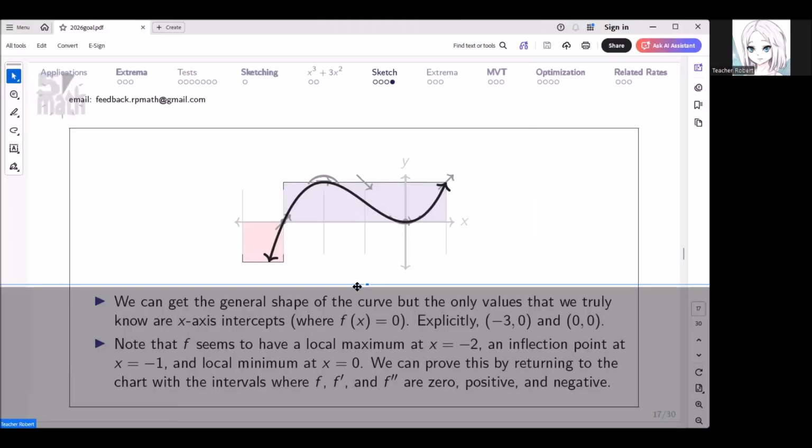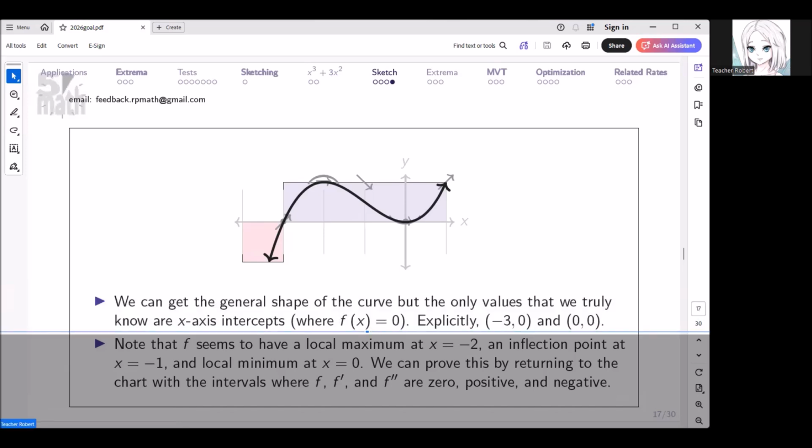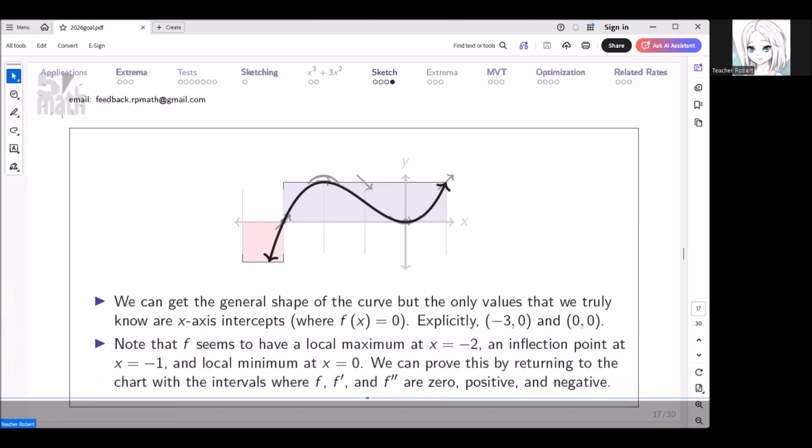Here's a picture. We can get the general shape of the curve, but the only values that we truly know are x-axis intercepts, where f of x equals 0, explicitly -3, 0, and 0, 0. Note that f seems to have a local maximum at x equals -2, an inflection point at x equals -1, a local minimum at x equals 0.